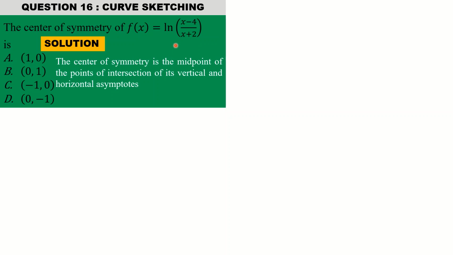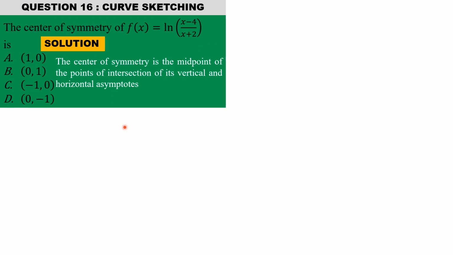So generally, the center of symmetry of functions like this is just the point of intersection of the vertical and the horizontal asymptote. But in the case where we have more than one intersection, you're going to take the midpoint of all the intersection points. In this case, we have 2 vertical asymptotes and 1 horizontal asymptote, so they intersect at 2 points. So the center of symmetry is the midpoint of those 2 points.